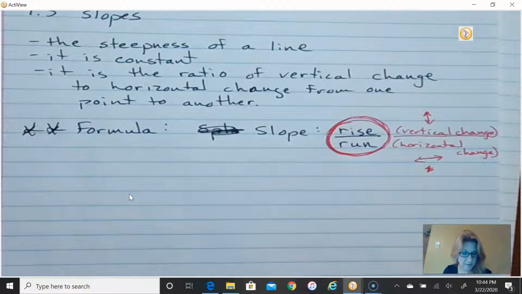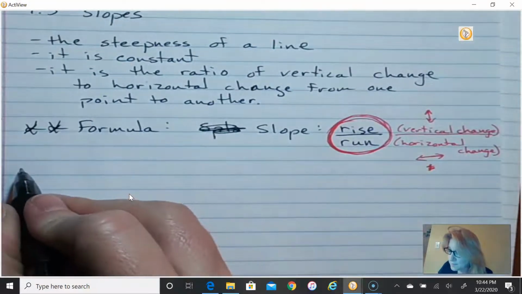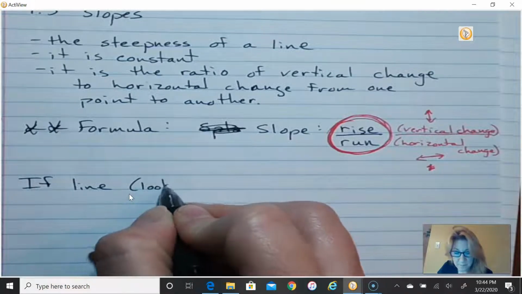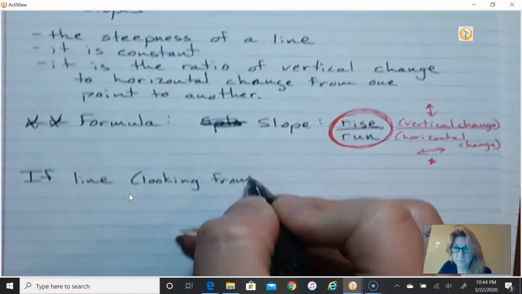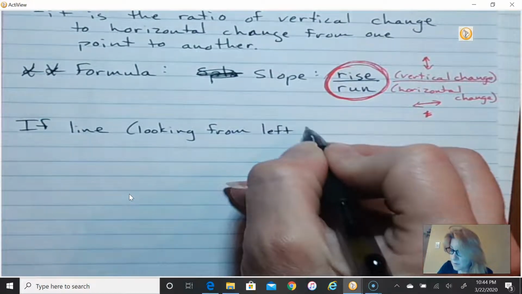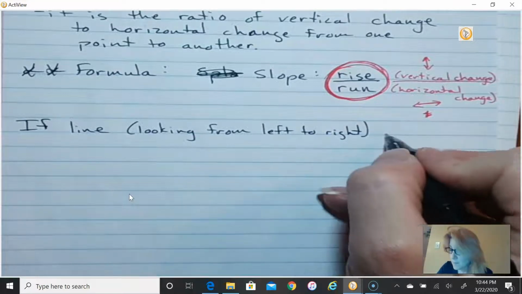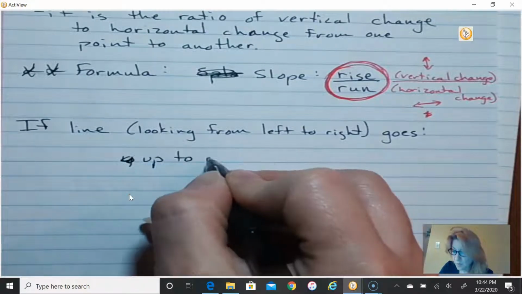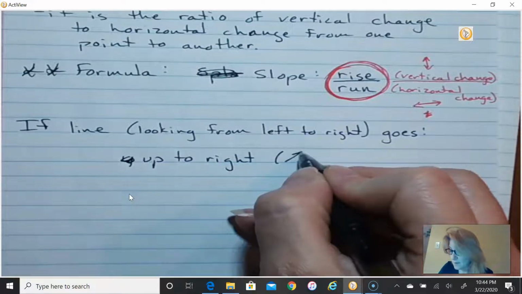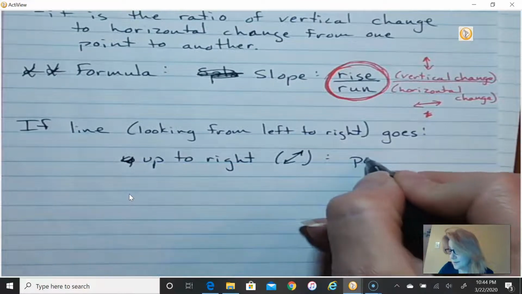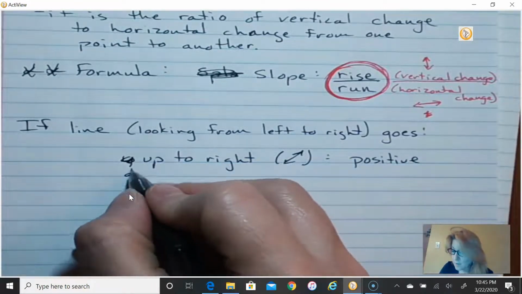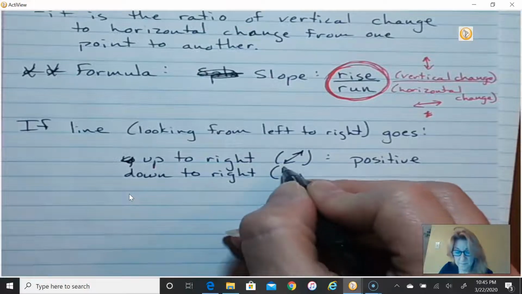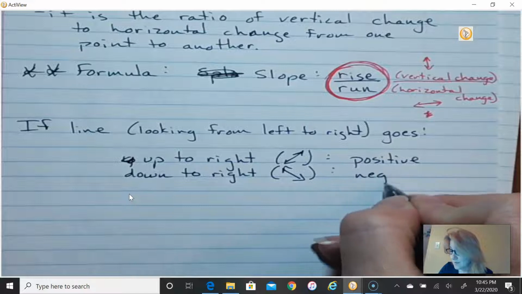I'll just write it. If a line, looking from left to right, goes up to the right, looks something like this, then it's considered positive. If it goes down to the right, if it looks like this, it's considered a negative slope.